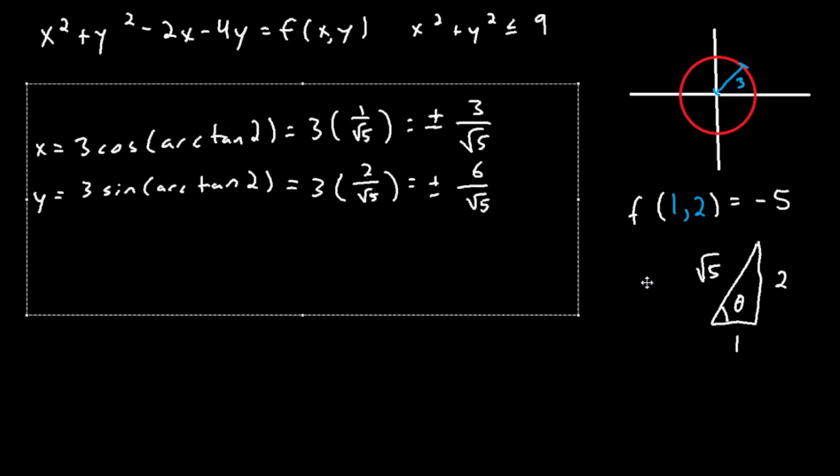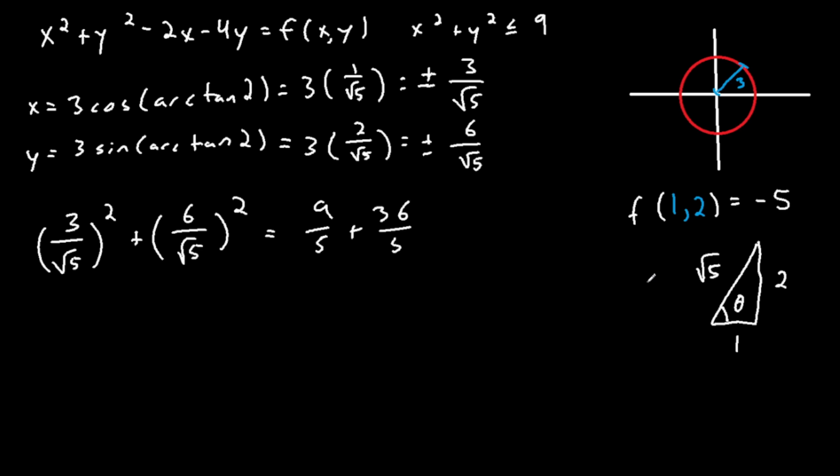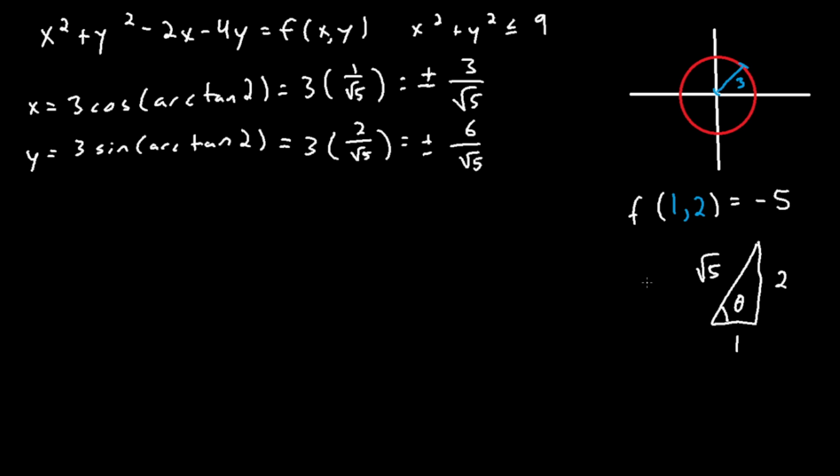Now that we have our x and y values, let's go ahead and erase everything that we don't need. We should first double check that we are within the boundaries. Well, plus or minus doesn't matter if you're squared or not. Whenever you square, you will always get a positive number. So let's just put this into our boundary function to see if this is still less than or equal to 9. If we do all this, we get 9 over 5 plus 36 over 5, which is equal to 45 over 5. This is equal to 9. And 9 is certainly less than or equal to 9. So we are along the boundary, which is actually perfect. That means we've done everything right.